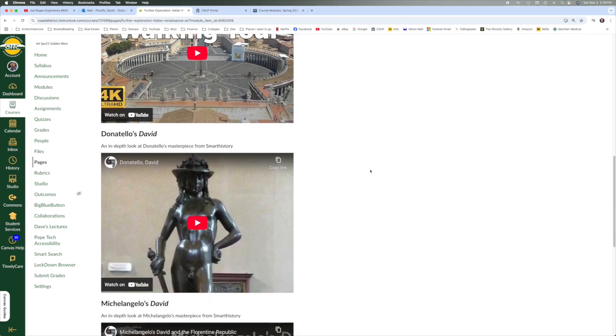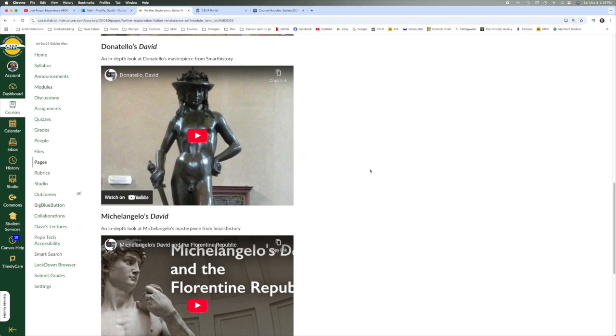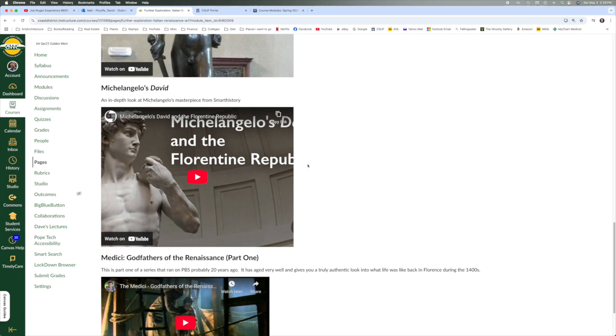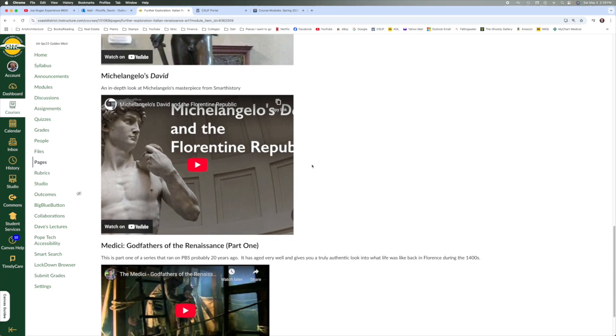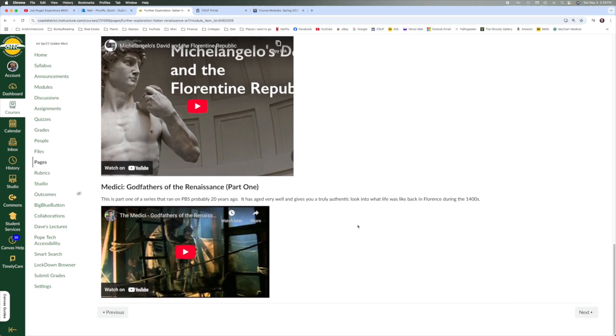The two important sculptures that we're going to cover in the lectures are Donatello's David from the 1400s, and then of course the iconic David by Michelangelo from the 1500s. David is the patron saint of the city of Florence, so that's why there's a lot of focus on these particular subject matters. And then if you really enjoy the Renaissance time period, this is one of the videos that I would bookmark for after this semester is over.